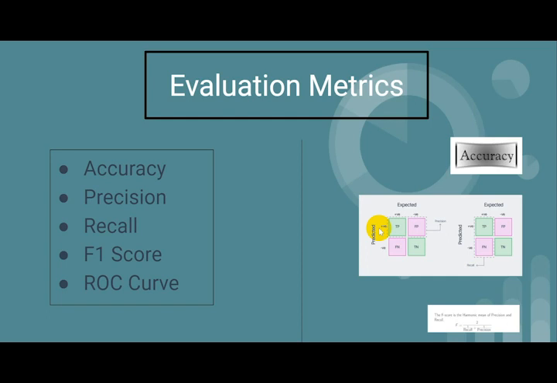TPR against the false positive rate FPR at different classification thresholds. It is used to evaluate the trade-off between sensitivity, the ability to correctly identify cyberbullying, and specificity, the ability to correctly identify non-cyberbullying instances of a model.